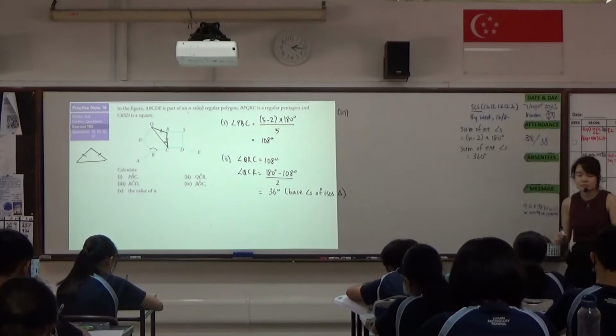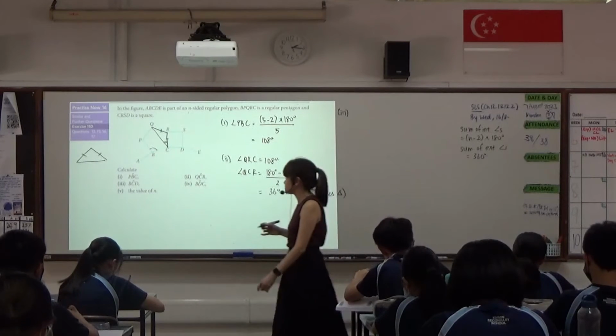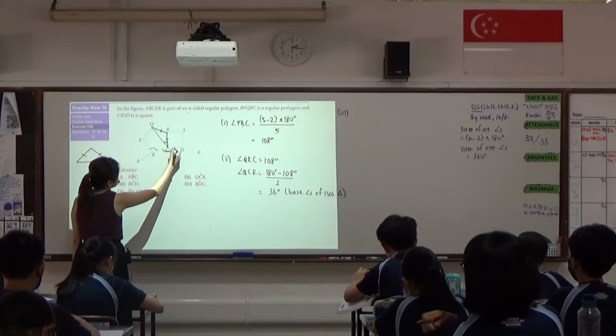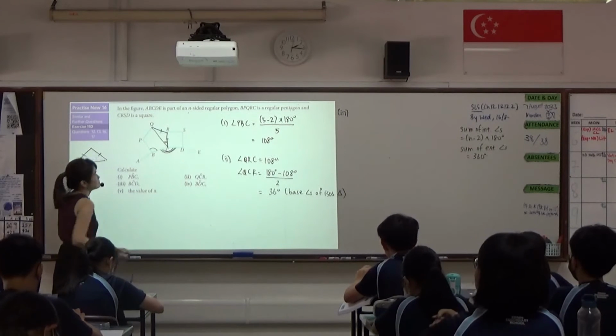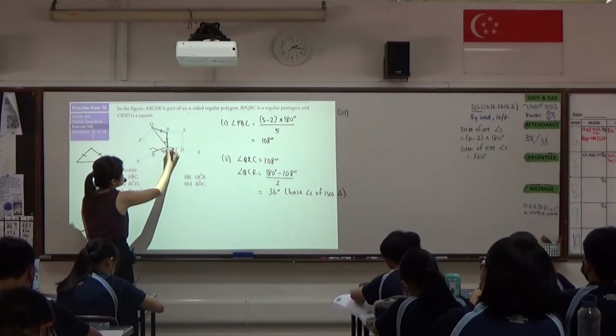Next, find the angle BCD. BCD is this angle here. So how can we find out what is angle BCD?